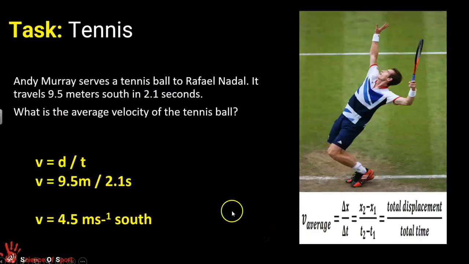Here's an example then. Andy Murray serves a tennis ball to Nadal. It travels 9.5 meters south in 2.1 seconds. So it travels that displacement, and that's the time it took.